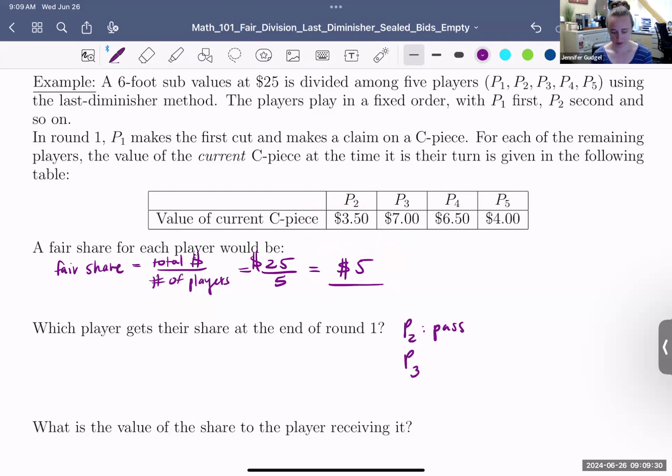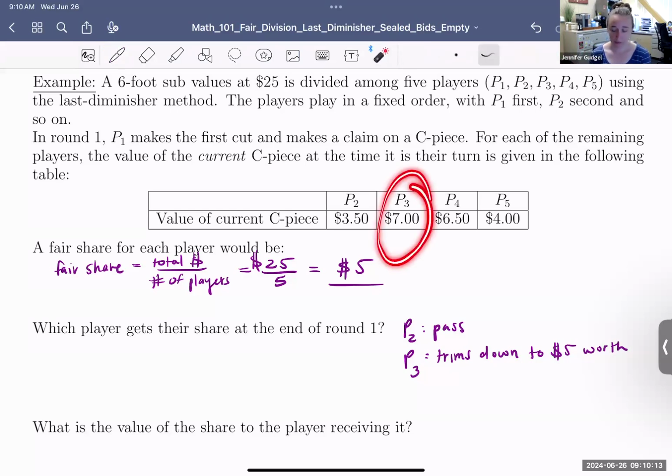Player three now looks at the piece and says, oh, that looks like $7 to me. Well, that's bigger than a fair share, which means because they're not the last in line, they have to trim. And they trim down to what they feel is $5 worth. And $5 worth might look different for one player than for another. All right, that's what we're seeing here. The valuation, people care about bread, people care about meat, people care about the toppings. So it can change, it can look different for every single individual player.